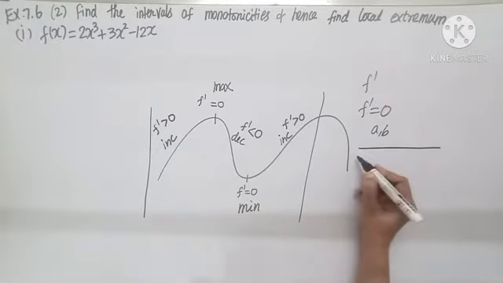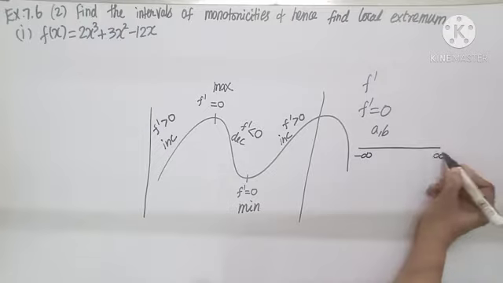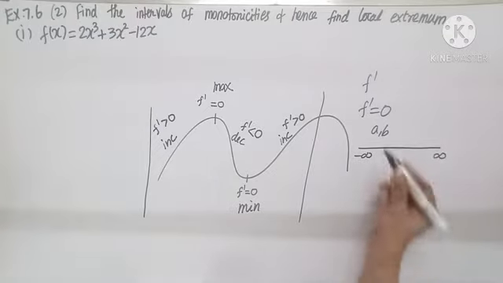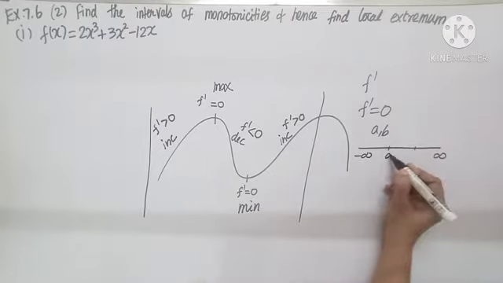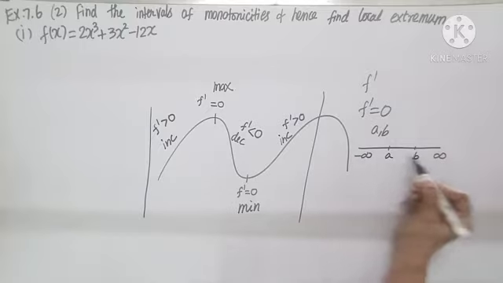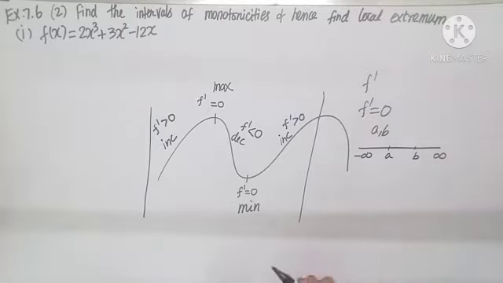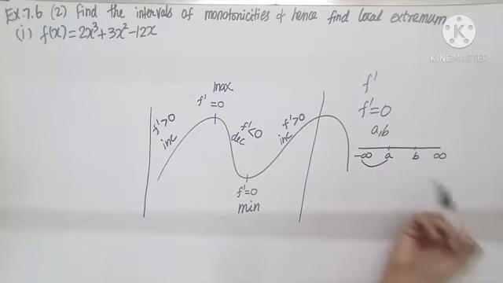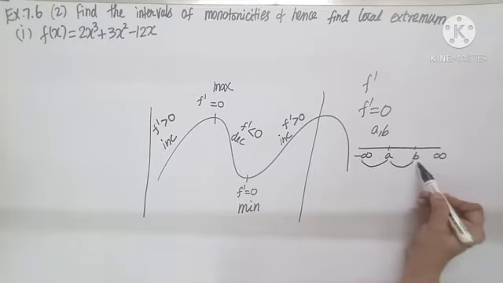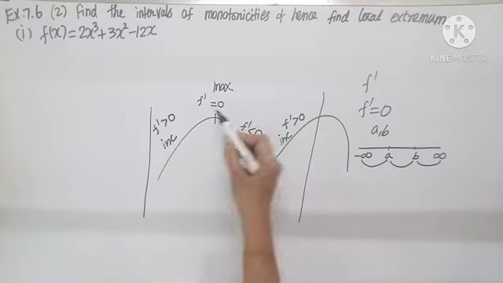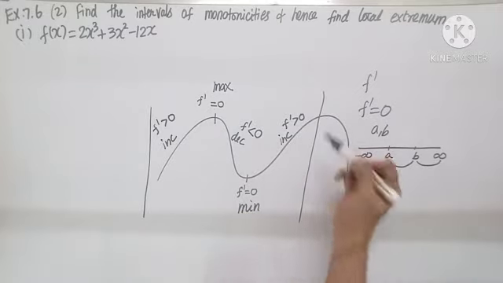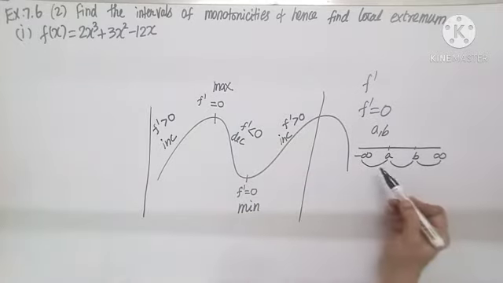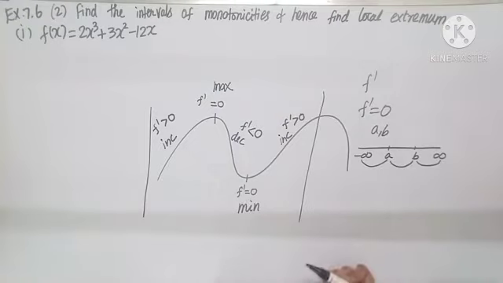Draw the number line from minus infinity to infinity. Mark the points here, so the entire number line becomes 3 intervals: minus infinity to A, A to B, and B to infinity. So we have 3 intervals.